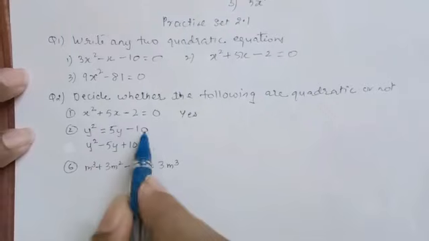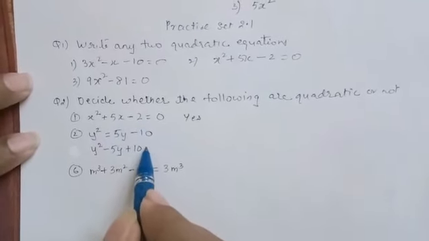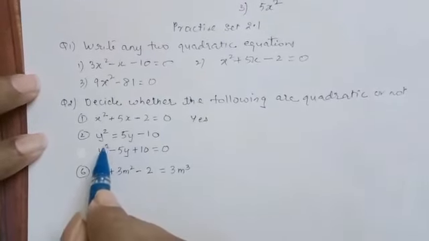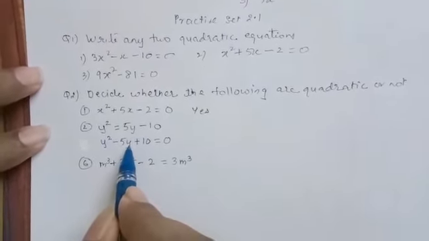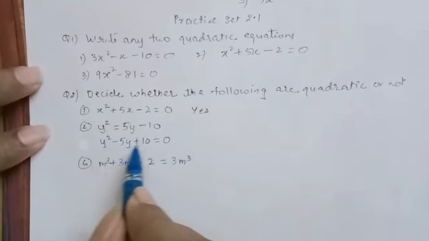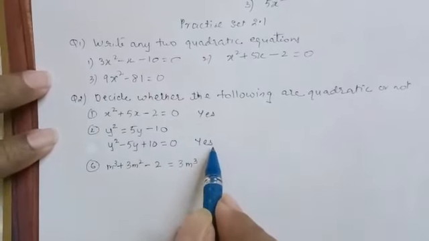And now nothing remains on the right because everything has gone to the left hand side, so it will be equal to 0. Now if we see, the highest degree is 2, though it contains y raised to 1, the highest degree is 2, therefore this is also a quadratic equation. So yes, it is a quadratic equation.